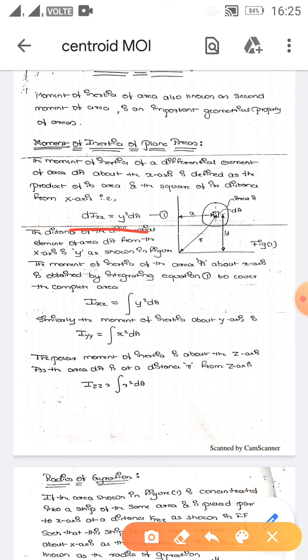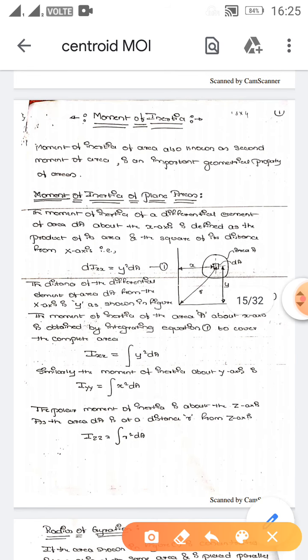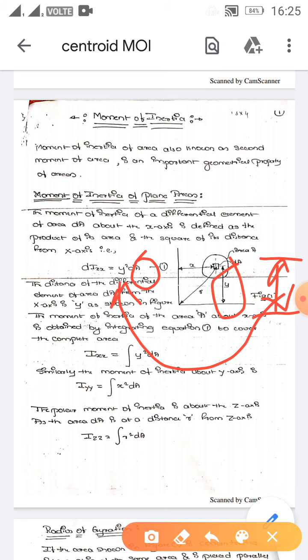So for the small element dA, we calculate its moment of inertia dIxx, which is equal to, as I said, area into distance square. In the same way you can see over here, the area of that small element is dA, and the distance from the x-axis, from here to here, is y. So y into square of it.